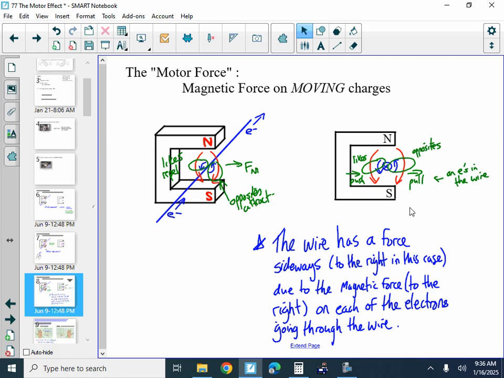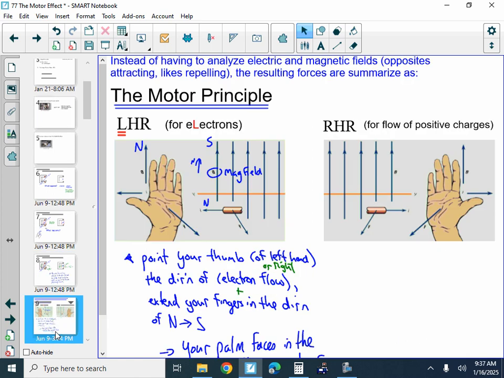If we're looking at the end-on diagram, it's a little easier to visualize, but it's the exact same diagram based on how I've shown it here, right? Likes repelling, opposites attracting. So the wire has a force sideways on it, to the right in this case, due to the magnetic force, the motor force on each of the electrons that are actually going through the wire. So the electrons in the wire are pushed to the right, and as a result, the wire itself is pushed to the right. That's the fundamental analysis just based on magnetic fields that we know about as a fundamental starting point. A nice thing to do, though, instead of having to analyze from such a basic root level, is to have quick, easy hand rules where possible.